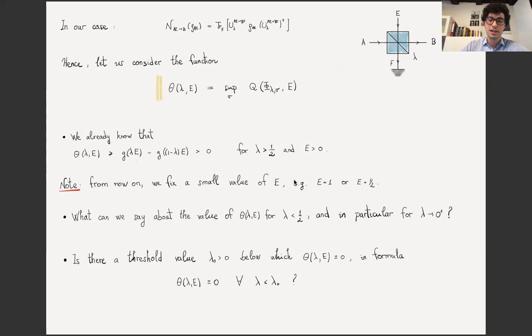From now on, as I said, we fix a small value of E. Say, actually, we just need E equal to 1/2, whatever. In particular, what is the value of theta when lambda becomes very small, for lambda smaller than 1/2 and also for lambda going to 0? Is there a threshold value below which the quantum capacity vanishes for all thermal attenuators, for all general attenuators? It would mean that the function theta itself vanishes. So we expect the function to be zero below a certain threshold value.